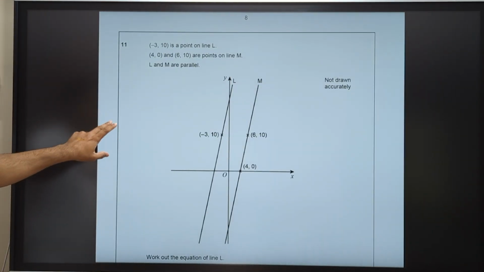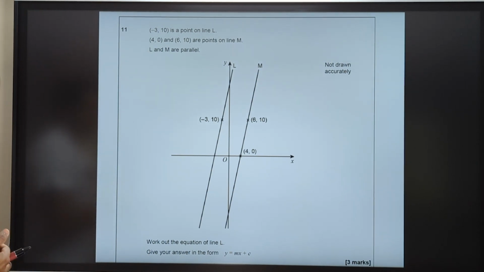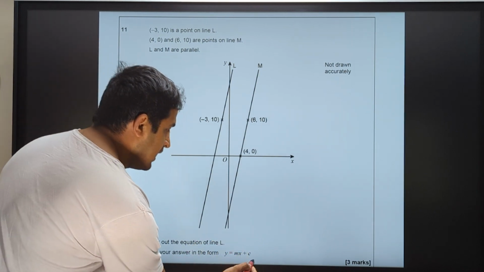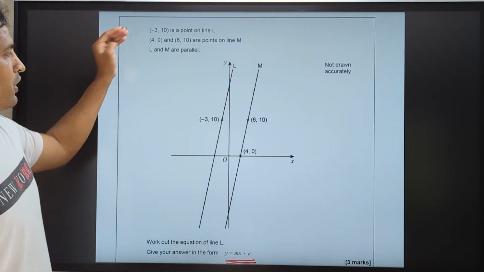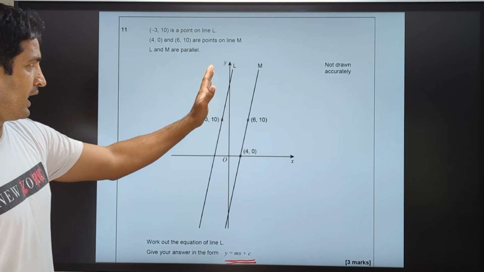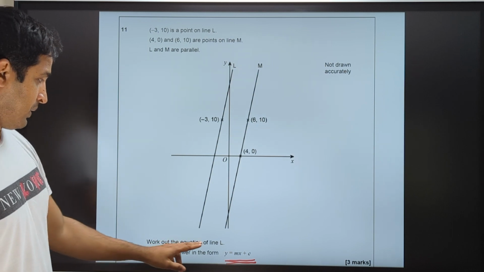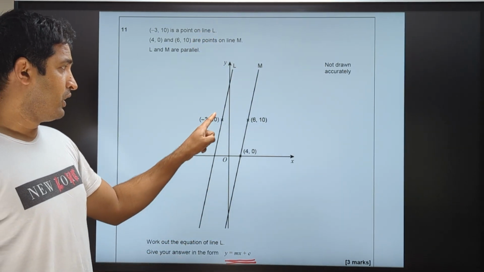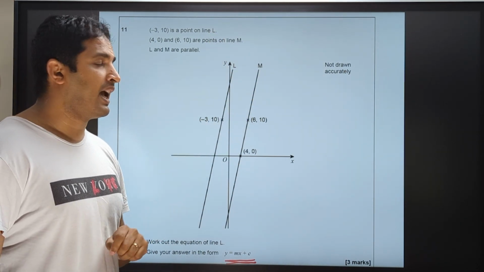I have to make it slightly smaller to make sure that we can get the entire question in here. Give your answer in terms of y equal to mx plus c. This is the generalized form for the straight line equation. We've got the points here. We know this L and M are parallel, which means they have the same gradient. Work out the equation of the line L. We need to look at the equation of the line N. We only know 1 point on line L, whereas we know 2 points on the line N.